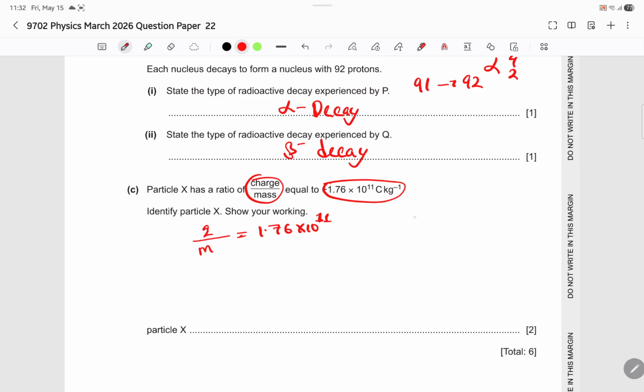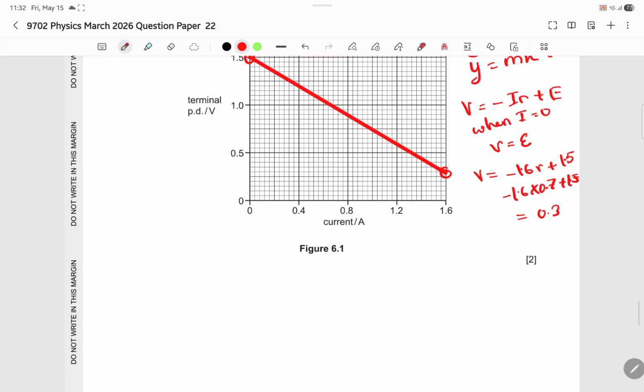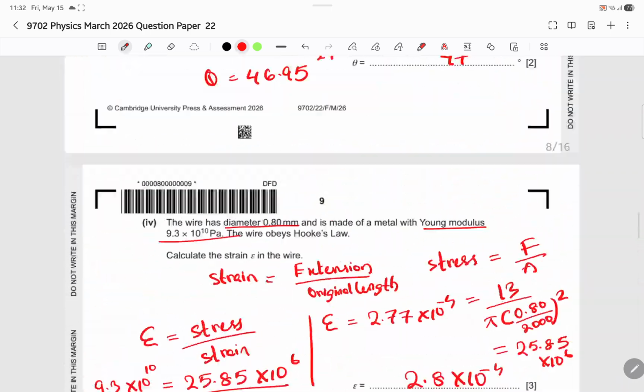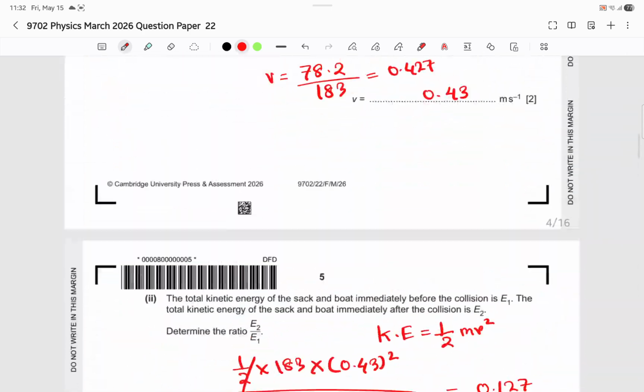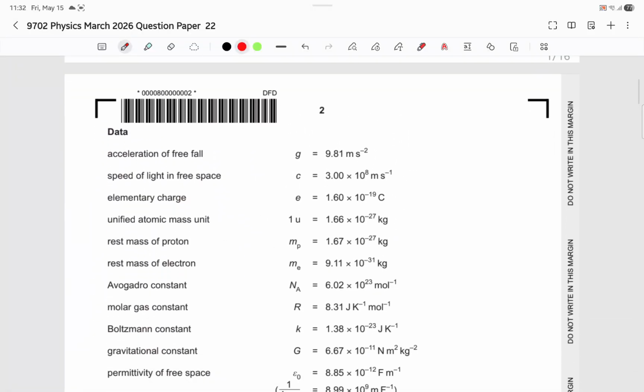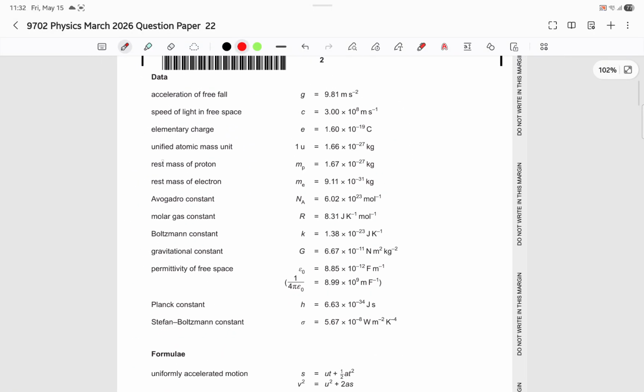Charge by mass, right? Okay. So normal charge is 1.6 into 10 to the power minus 10, while the mass is given right over here, guys. This is your unified atomic mass unit.